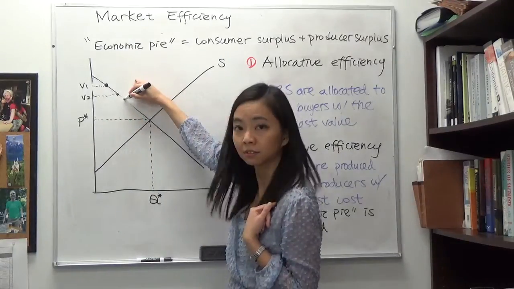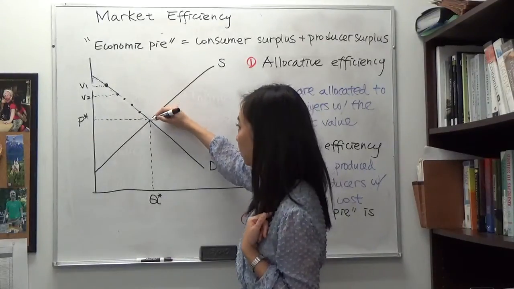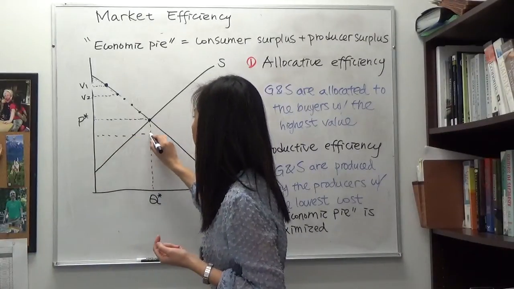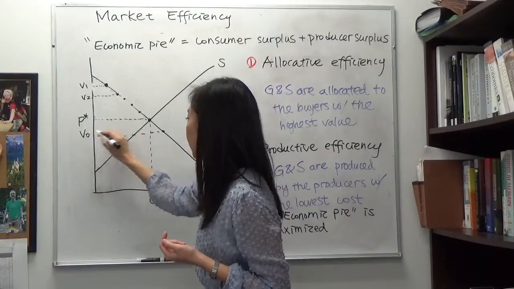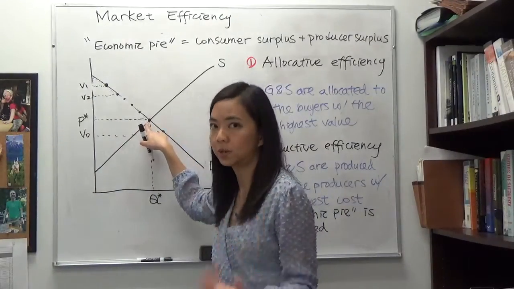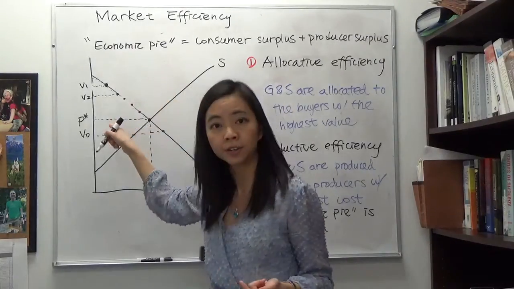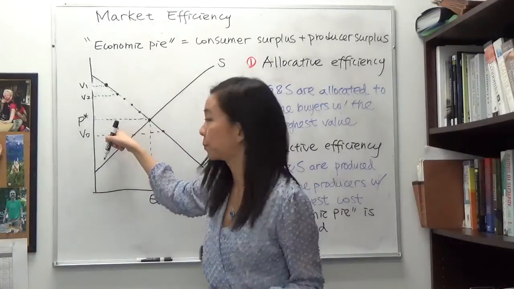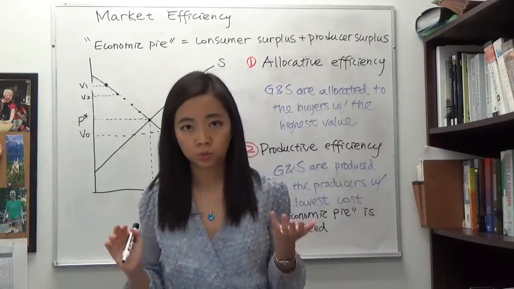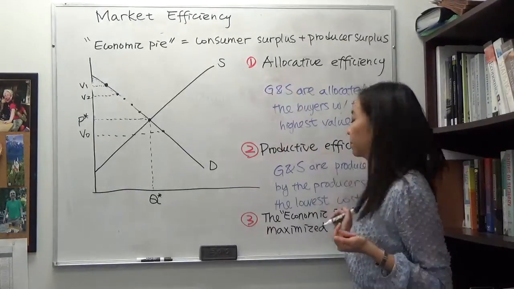So you buy it, you buy it, up to the price. Now, if your value is lower than the price, say your value is V0, then your willingness to pay is lower than the price, and you will not buy it. You can see that all the consumers whose value is higher than the price will go ahead and purchase the product. So I know that goods are being allocated to the consumers with the highest value, and we have allocative efficiency.